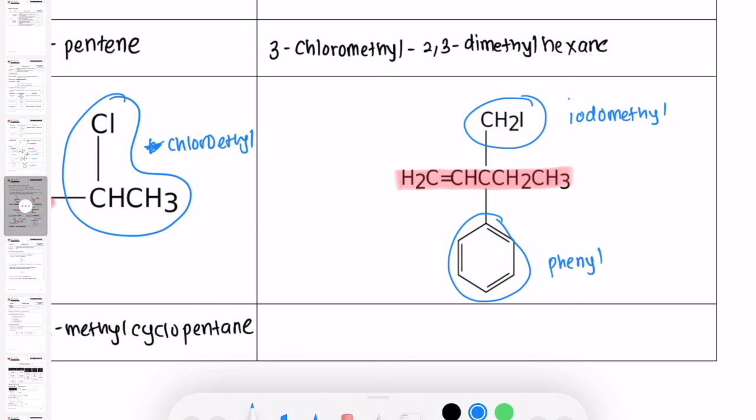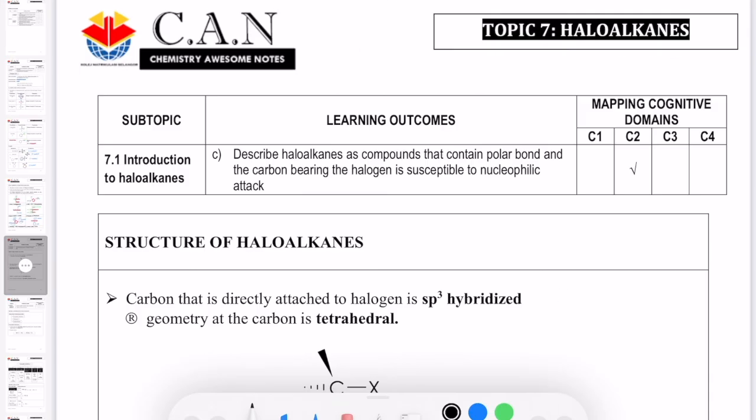Okay, so our numbering is 1, 2, 3, 4, 5. Maka nama dia adalah 3-iodomethyl, 3-phenyl, 1-pentyne. So inilah namanya. Okay. So giving name to haloalkane memang simple, tak ada banyak masalah sangat lah.